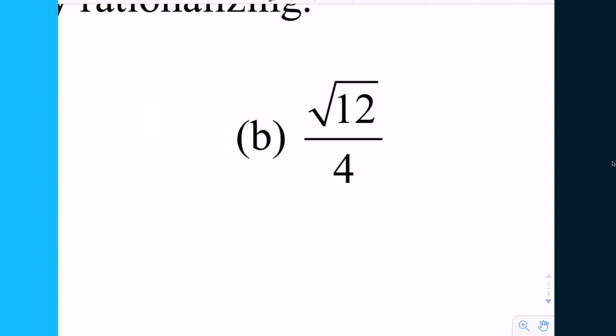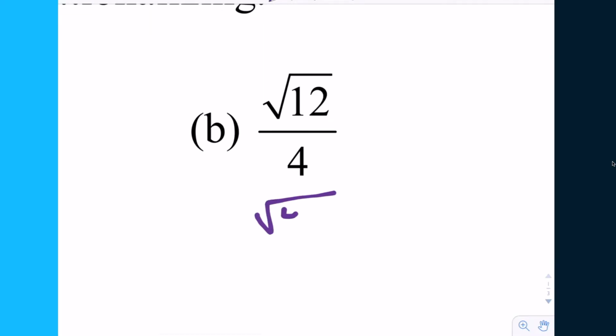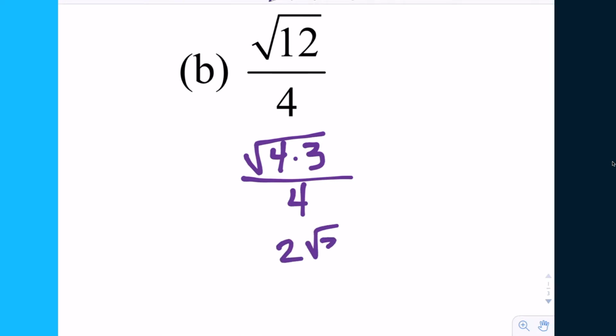All right, let's look at this one. Square root of 12 over 4. We're going to rationalize it. What did I say the first step was? Simplify your radical. Does the square root of 12 simplify? It does. It's not a perfect square, but does it have a factor that is? 4, right? It's 4 times 3. So that becomes, if you want to do it in slow motion, the square root of 4 times 3. You can write it like that. And of course, the square root of 4 becomes 2, so you get 2 square root of 3 over 4.